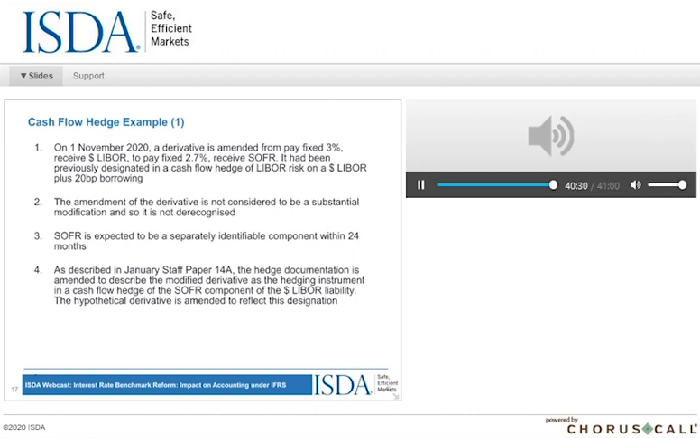Now, the last element on this slide is a little more controversial, and it sets out an approach based upon the wording in a staff paper for the January IASB meeting. And this is that to reduce hedge ineffectiveness, it is possible to describe the modified derivative as a hedging instrument and a cash flow hedge of the SOFR component of the dollar LIBOR liability.